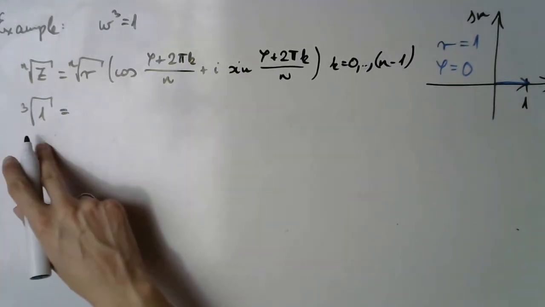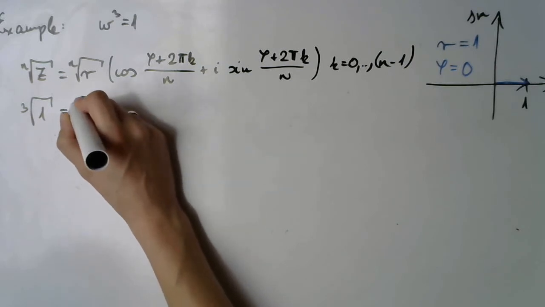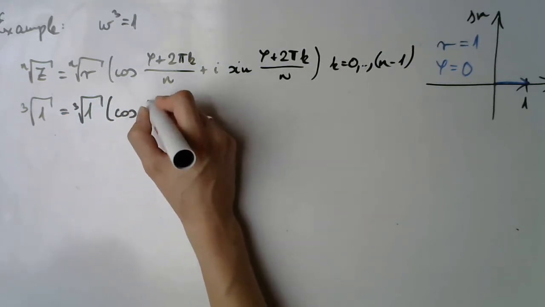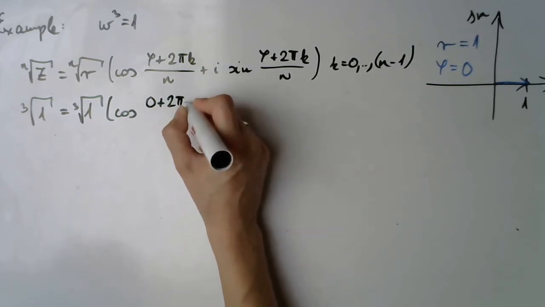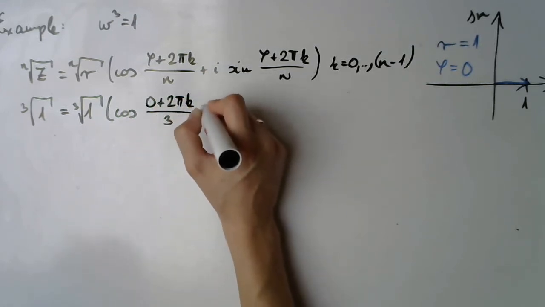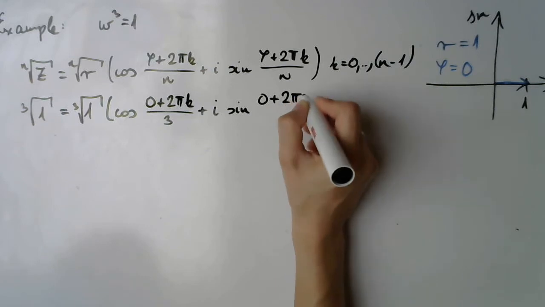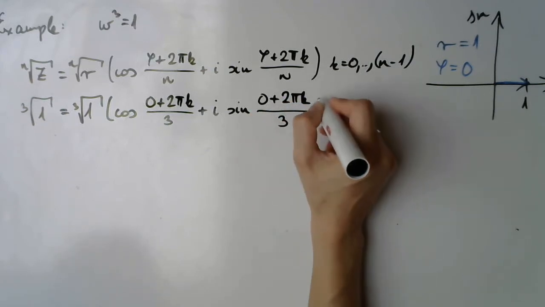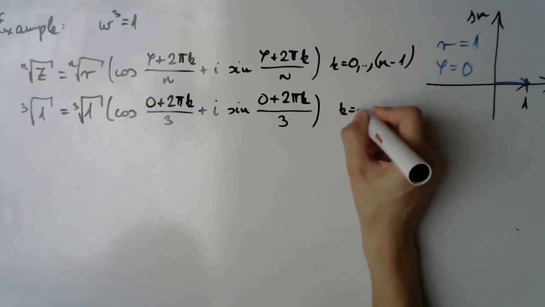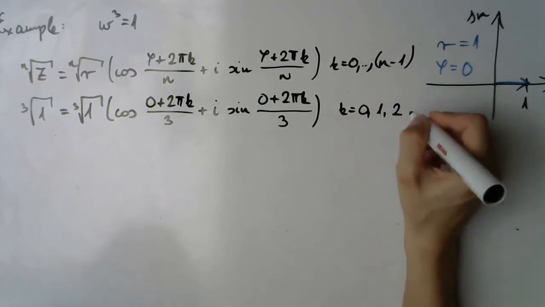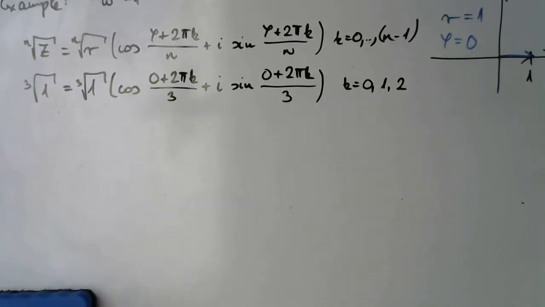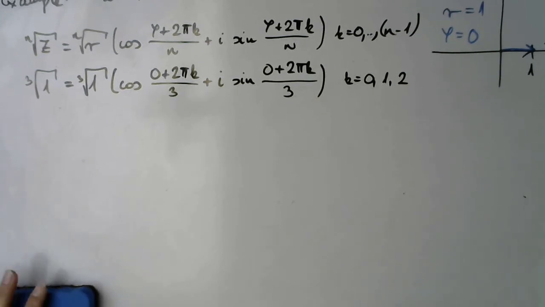So the cubic root of 1 equals the cubic root of 1 times cosine of (0 plus 2 pi k) divided by 3, plus i sine of (0 plus 2 pi k) divided by 3, and in our case k can be 0, 1 or 2. So we expect to get 3 solutions, which is in accordance with the fundamental theorem of algebra. So all we have left is to calculate these values.